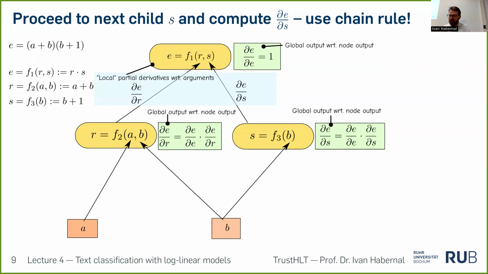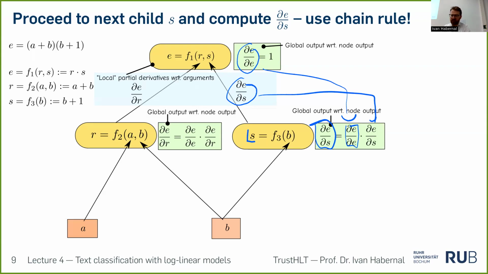Now, let's move to the next node, which is S. And again, we need to compute the partial derivative of the global output with respect to this node. So the partial derivative of E with respect to S. And again, we're going to apply the chain rule. So basically multiplying the global derivative up here with the local partial derivative from the parent node to this node. And that's how we end up with this partial derivative of the global output with respect to this node. Do you see the pattern already? We're just traversing the graph and multiplying things together.